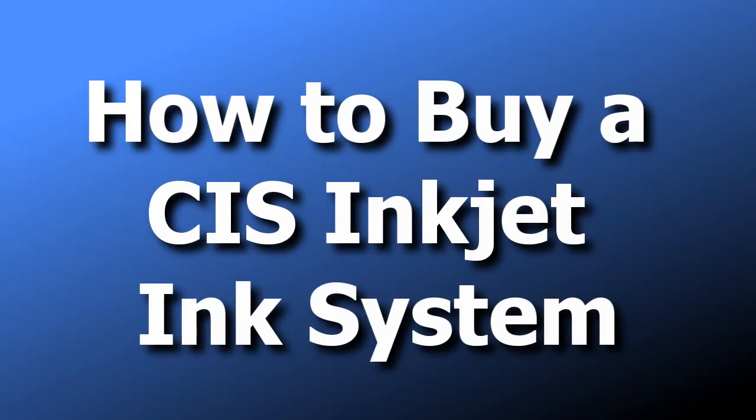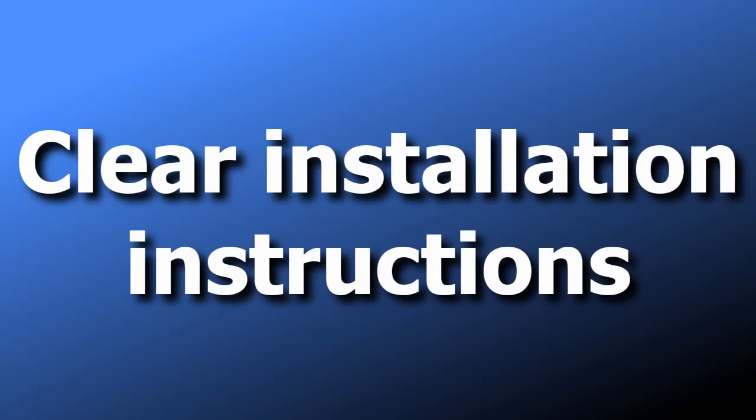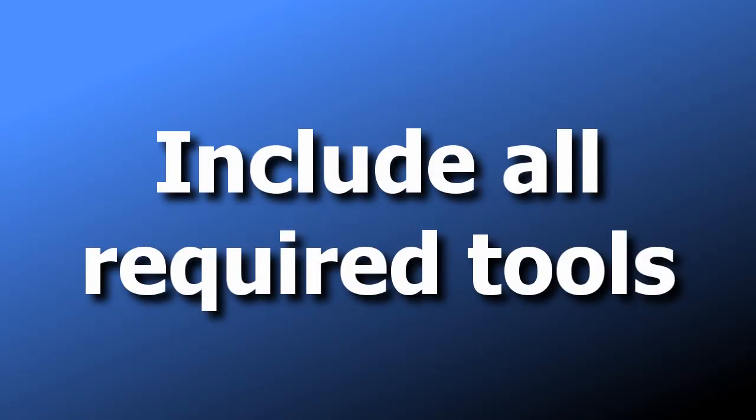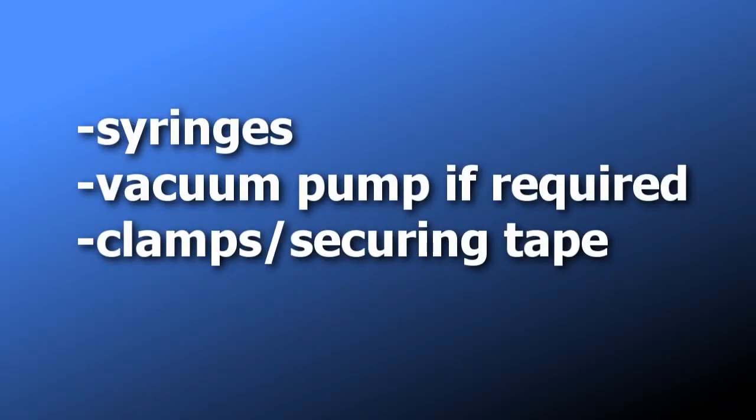When purchasing a CIS continuous inkjet ink supply system, there are several questions you need to ask. Does the system include clear, concise, printed instructions? Does the system include all the tools required to set up the system? Does it include syringes? If required, does it include a vacuum pump? Does it include clamps and/or securing tape?